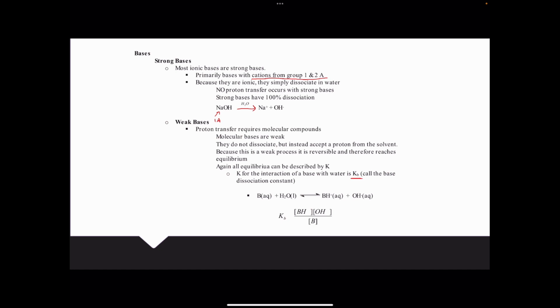We can look at a generic base, B. We put that into water. The base is a proton acceptor, so it's going to take a hydrogen from the water, forming BH plus and hydroxide. For that equilibrium, we can set up our K. K equals the concentration of each of my products raised to their coefficients divided by my reactant raised to its coefficient. My water here is a pure liquid, so we are omitting it. So it's my conjugate acid times my conjugate base divided by my original base.